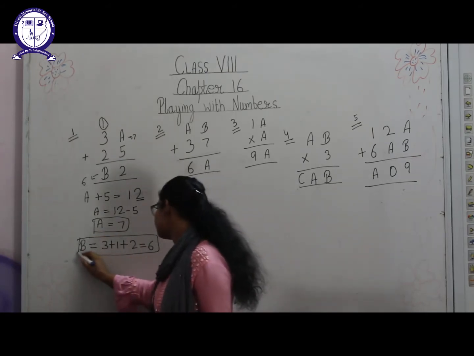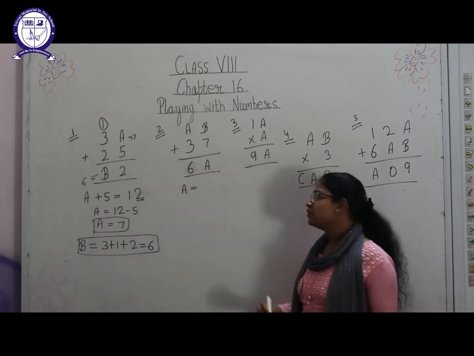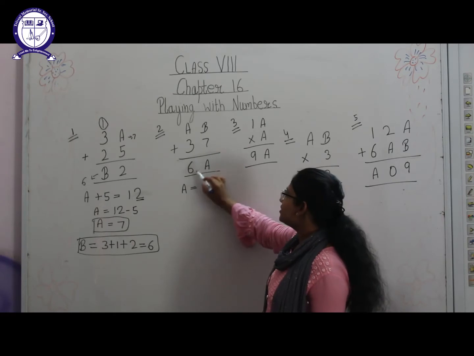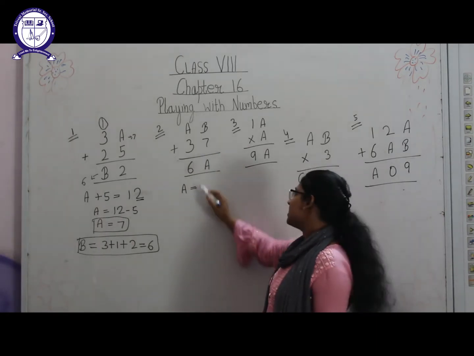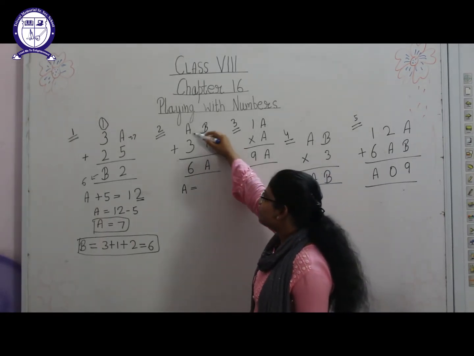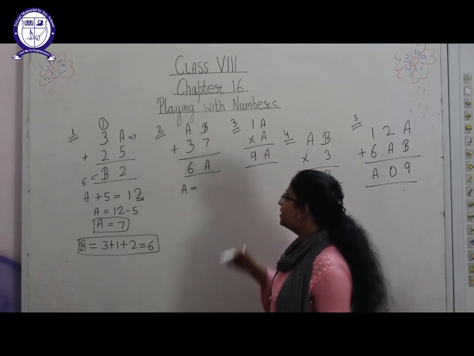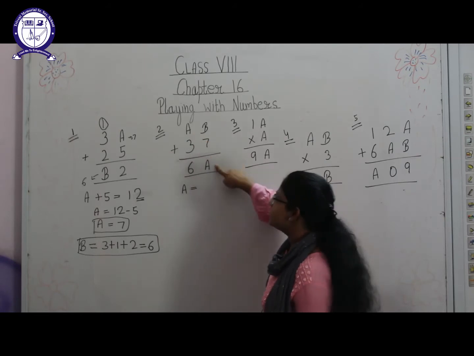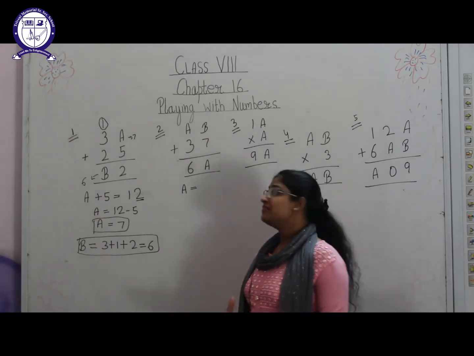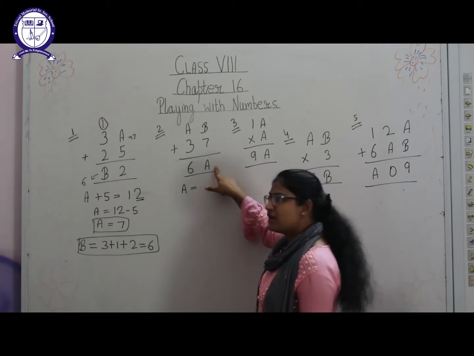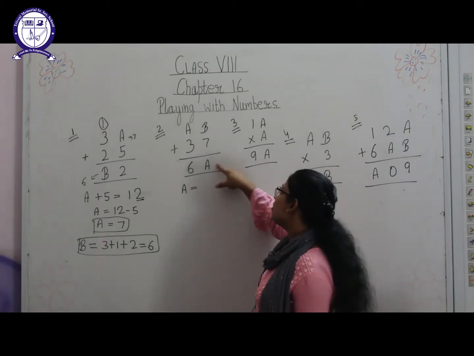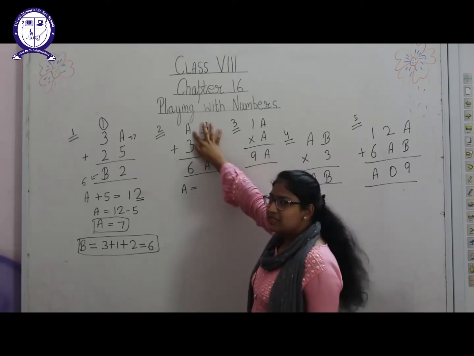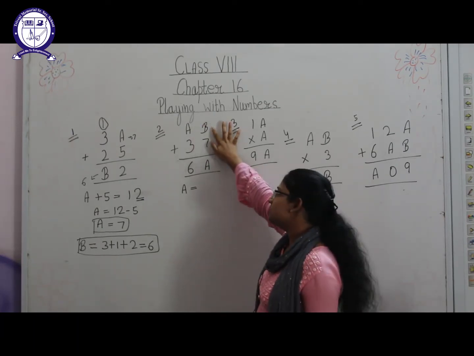Okay students, now moving to the next question. Second question: AB plus 37 is equal to 6A, sorry, CA. In this we have to find the values of A, B and C. Here you have to consider that here it is A and here it is A. Whenever the alphabet is the same, their value will also be the same. So you have to tell which will be the value of A at both these places, which should be the same, and here is B.